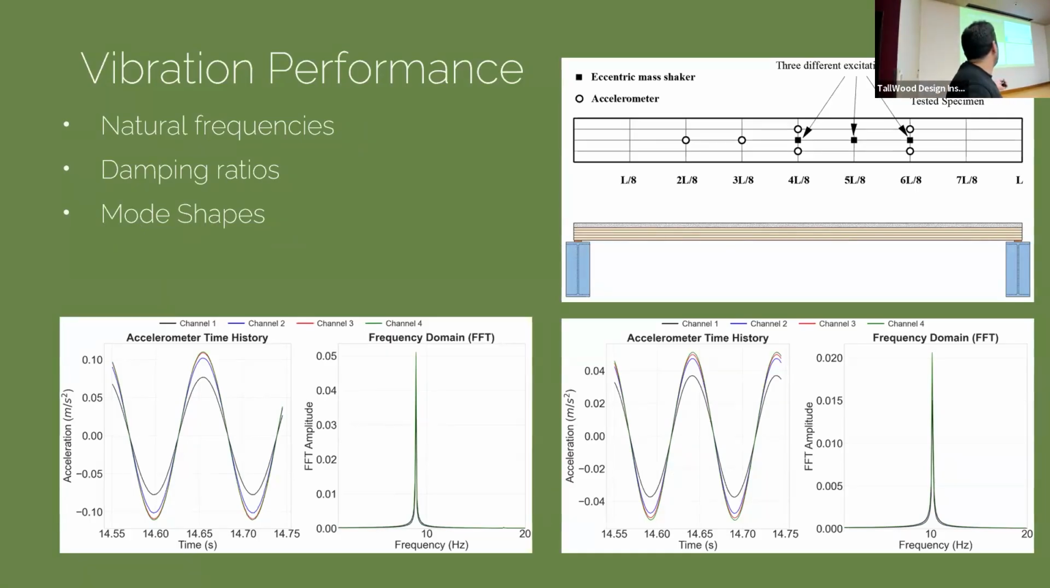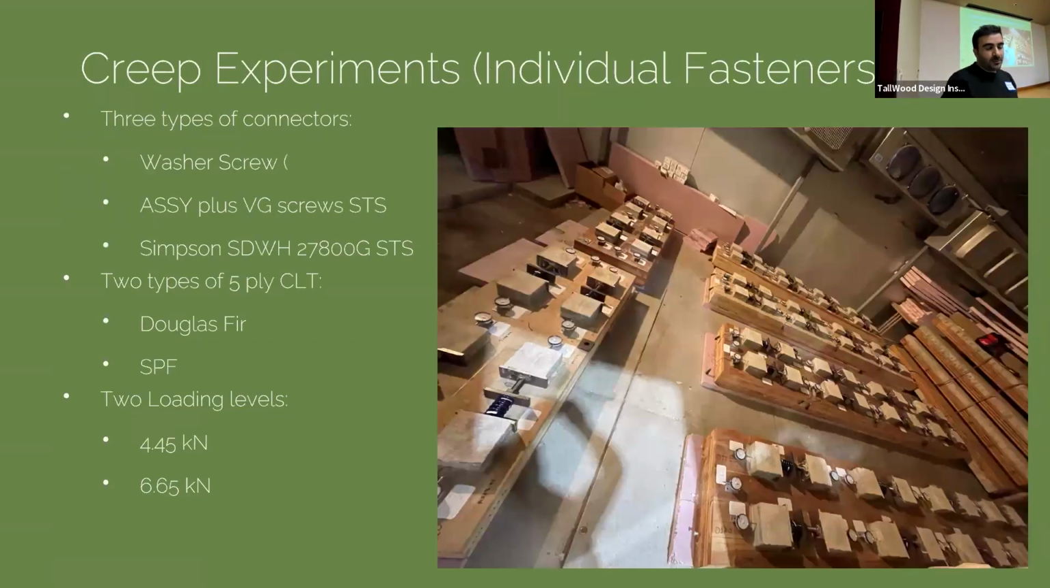This belongs to just one specimen. This is bare CLT, and this is the composite specimen. For the bare CLT, for example, the fundamental frequency is about 9 hertz. If you add the concrete, this increased to above 10 hertz. This is how the concrete topping changed the fundamental frequency of these kinds of systems. And we also performed some creep experiments. We did both the individual fastener tests and full-size tests.